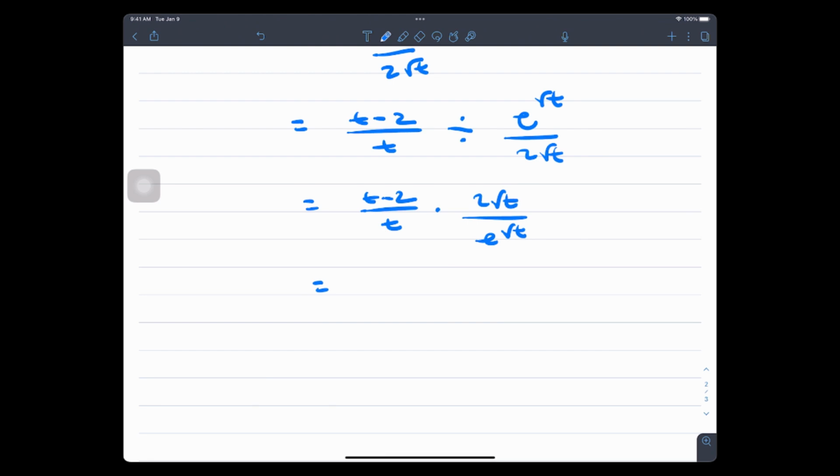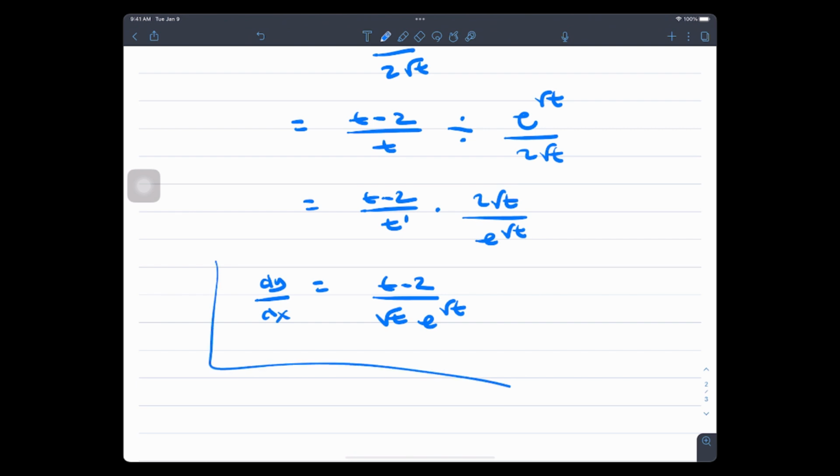Isn't this going to be t minus 2 over t, now divided by e to the square root of t over 2 square root of t? That's t minus 2 over t times 2 square root of t over e to the square root of t. Do you remember how you simplify? This is t to the 1. This becomes t minus 2, then you get square root of t times e to the square root of t. This is my dy/dx.